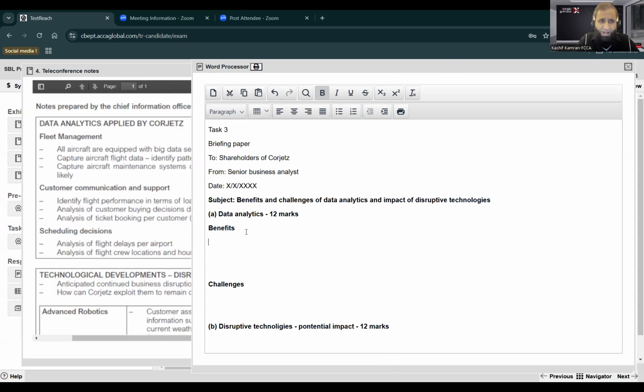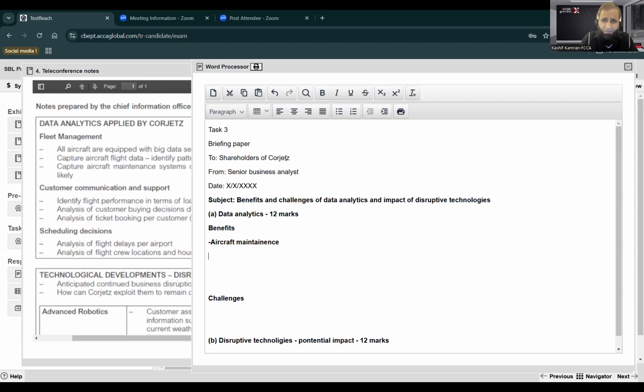Okay, let's go down first. Fleet management, benefit number one. The benefit number one is aircraft maintenance for me. Just to give you an idea how much to write: aircraft maintenance, benefits under the fleet management.